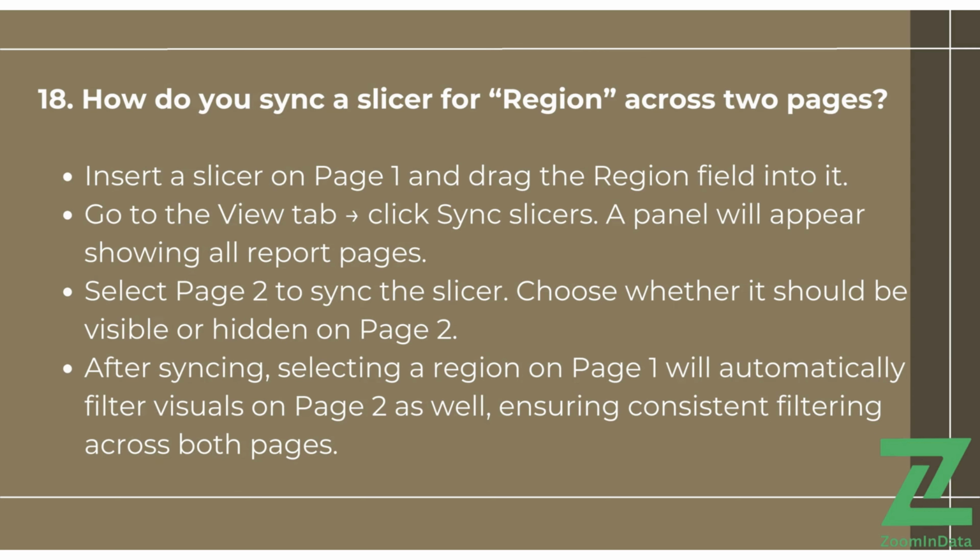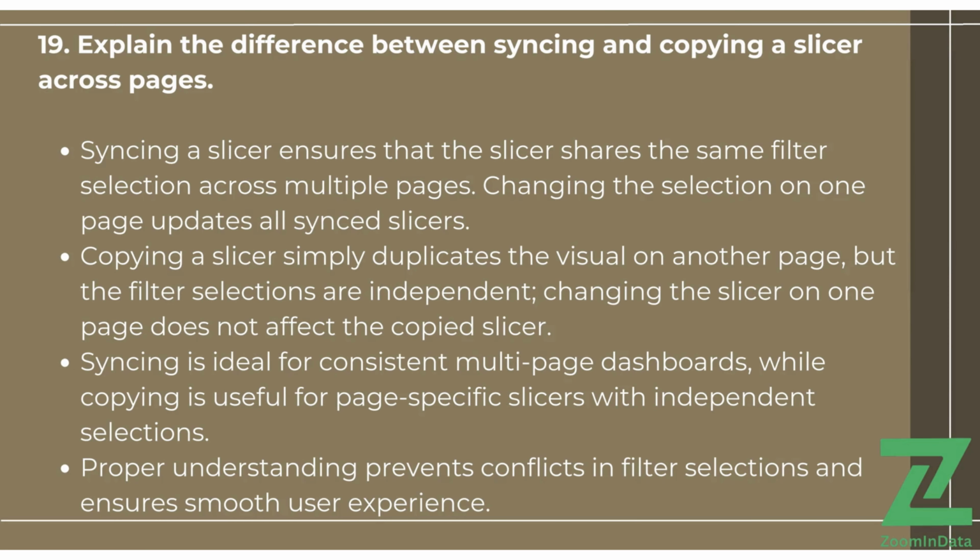18th question. How do you sync a slicer for region across two pages? Insert a slicer on page 1 and drag the region field into it. Go to the View tab, then click Sync Slicers. A panel will appear showing all report pages. Select page 2 to sync the slicer. Choose whether it should be visible or hidden on page 2. After syncing, selecting a region on page 1 will automatically filter visuals on page 2 as well, ensuring consistent filtering across both pages.